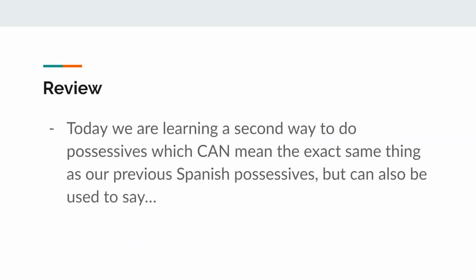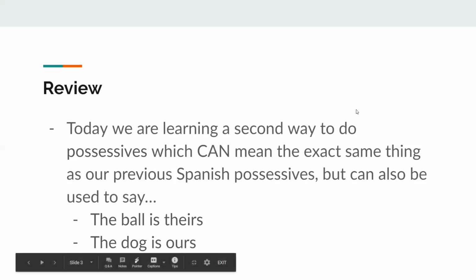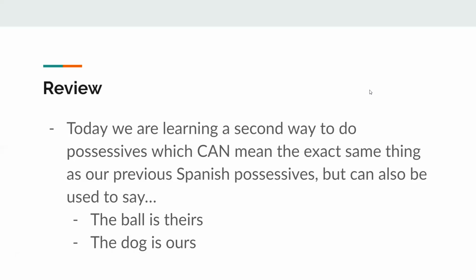Today we're learning a second way that you can do the exact same thing, or you can use this new way to say something totally different. For example, the ball is theirs. We have never learned how to say theirs before, or the dog is ours. Ours is not a thing that we've ever learned. So you can say these new words, theirs, ours, or you can use this new way that we're learning today to say the exact same thing that we learned in chapter 3. Either way, okay?